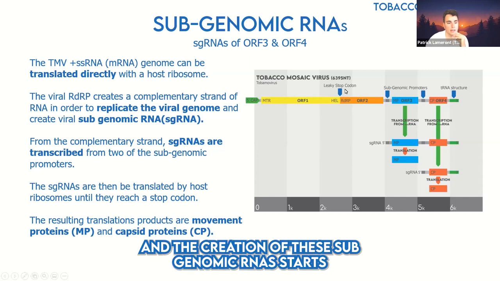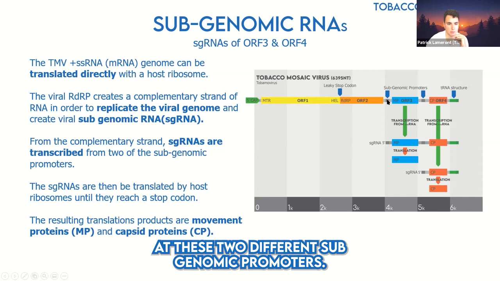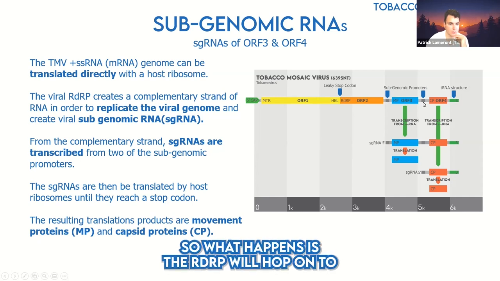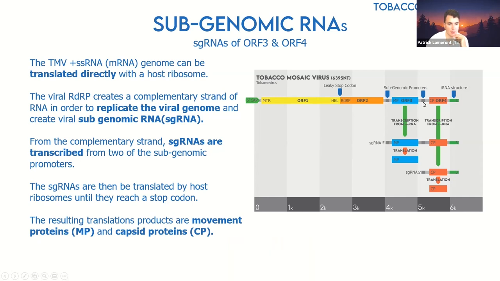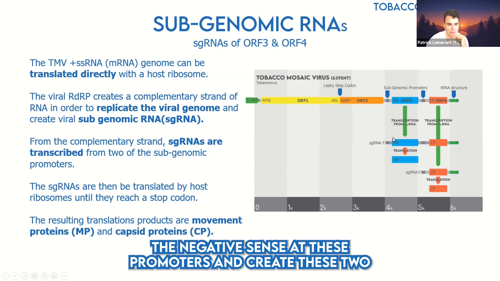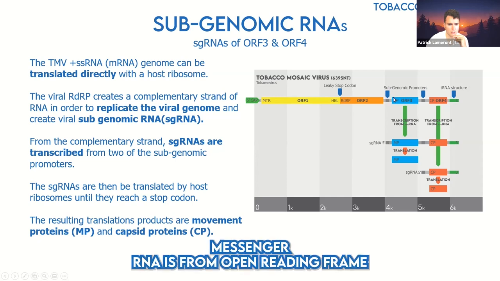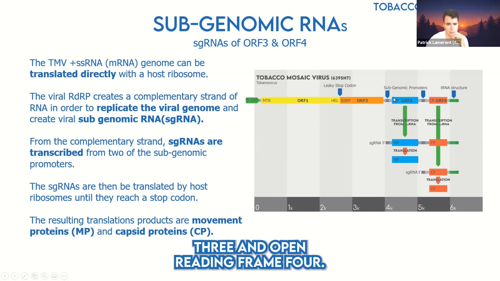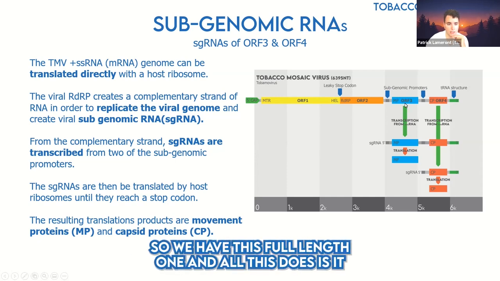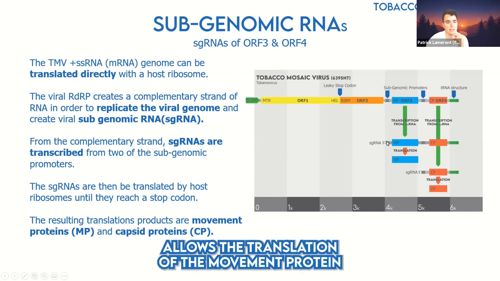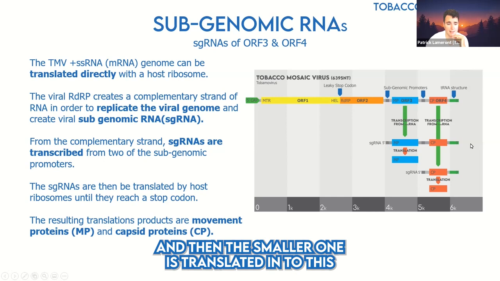And the creation of these subgenomic RNAs starts at 2 different subgenomic promoters. So the RdRp will hop onto the negative sense at these promoters and create these 2 messenger RNAs from ORF3 and ORF4. So we have this full length one, and all this does is it allows the translation of the movement protein, and then this smaller one is translated into the capsid protein.